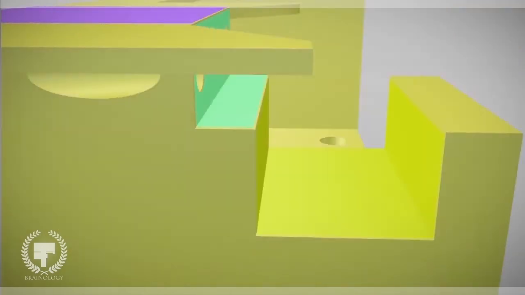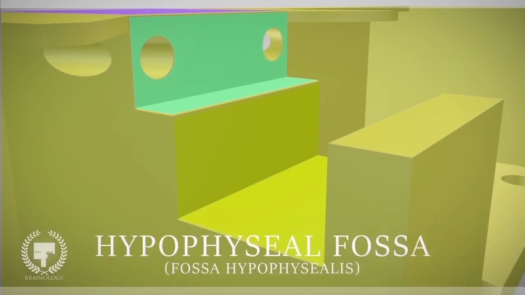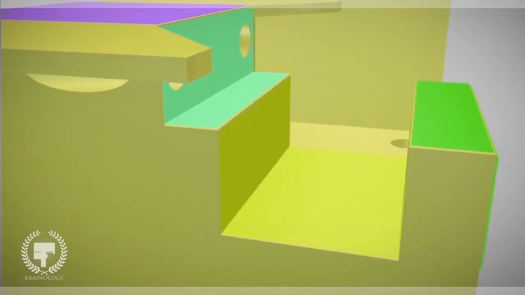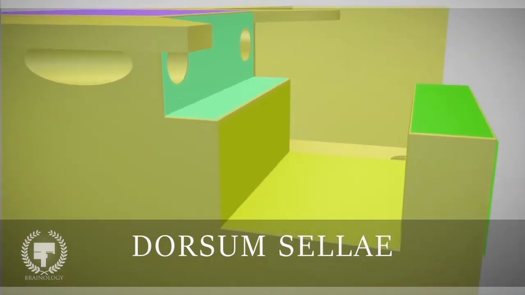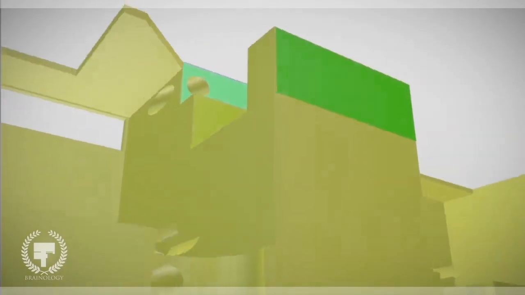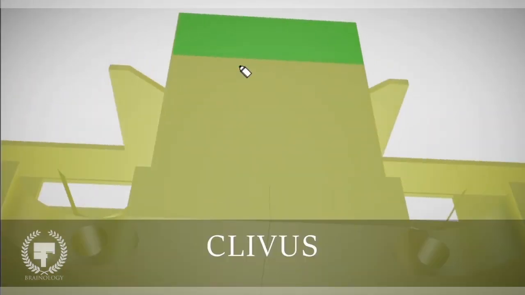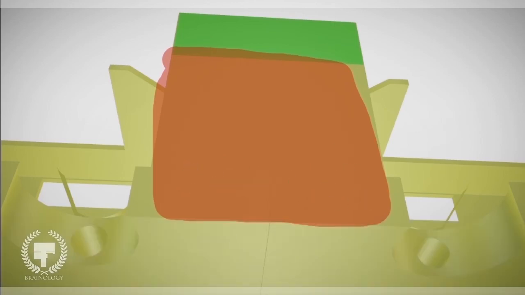This part is called the hypophyseal fossa that I have already mentioned. This part is called the dorsum sellae, the back of the Turkish saddle, the sella turcica. The dorsum sellae continues inferiorly as the clivus. So all of this would be considered the clivus.